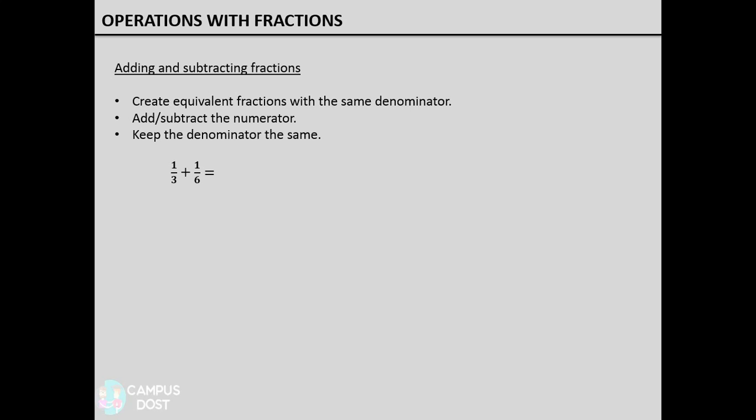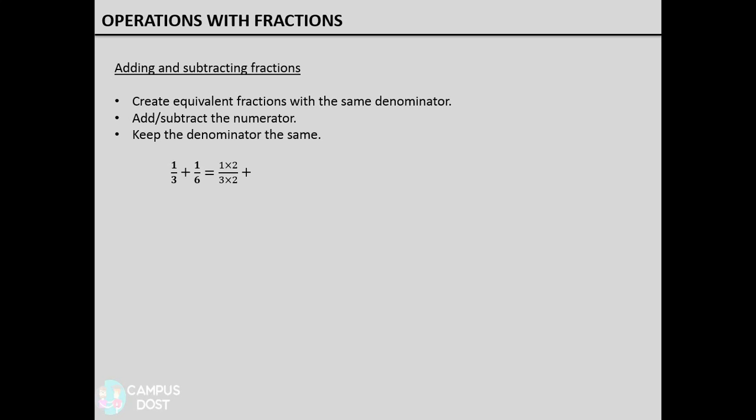So, for example, to add 1/3 and 1/6, we need to first rewrite the fractions so that they have a common denominator. To do this, we should determine the smallest number that 3 and 6 will divide into. In this case, the smallest number is 6. So, we will rewrite the fractions so that they both have a denominator of 6.